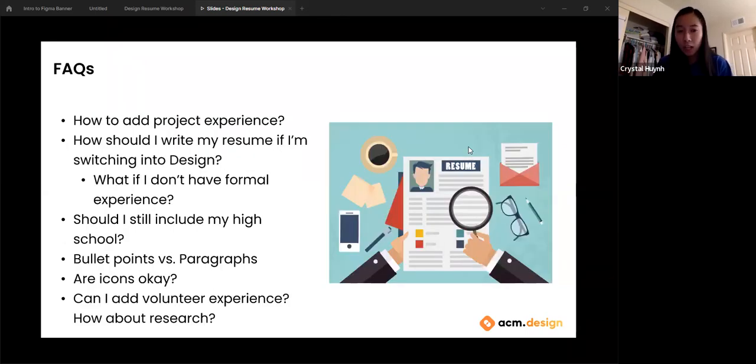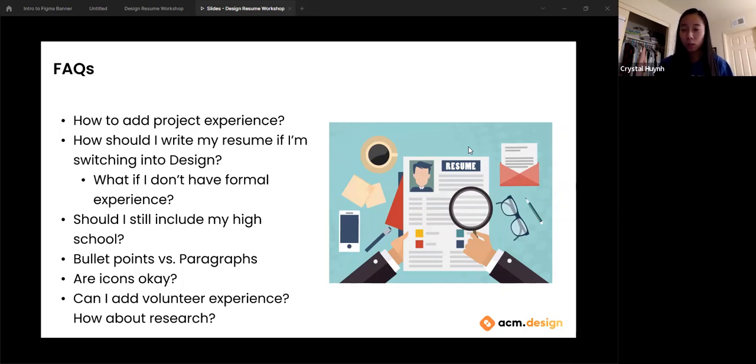Okay, so commonly asked questions. How do I add project experience, or how do I differentiate it from work experience? You can have separate sections for both. That's what I have on mine, and that's what you'll see. I have a section for formal work experience, and I have a section for project experience.